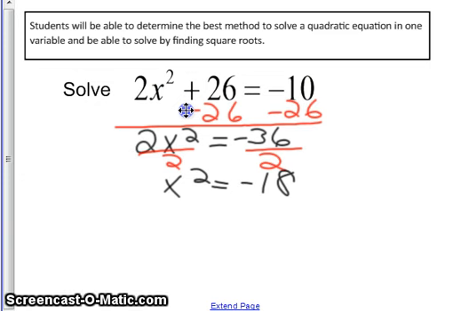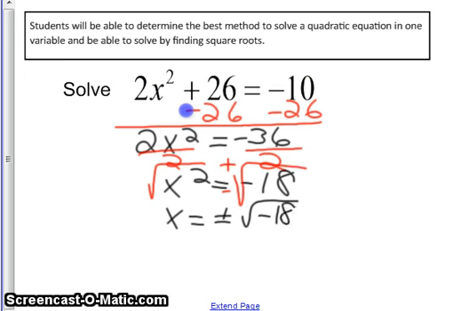So you do square root? Yeah. And of course, you know that when I do that, I do plus and minus. So right now I have x equals plus and minus square root of negative 18. So here I've got a negative underneath the radical. And as we've discussed, there is no one number that you can multiply by itself that's going to give you that negative 18.